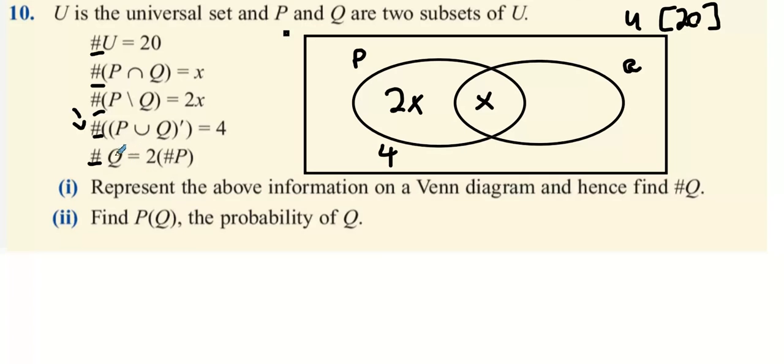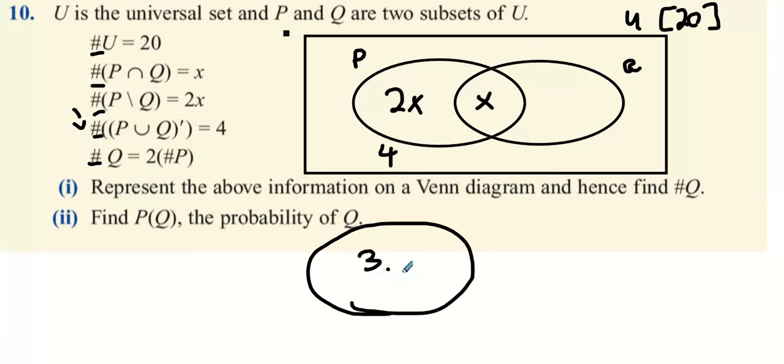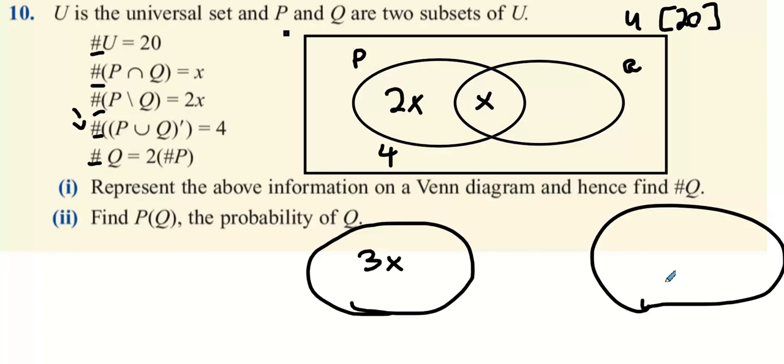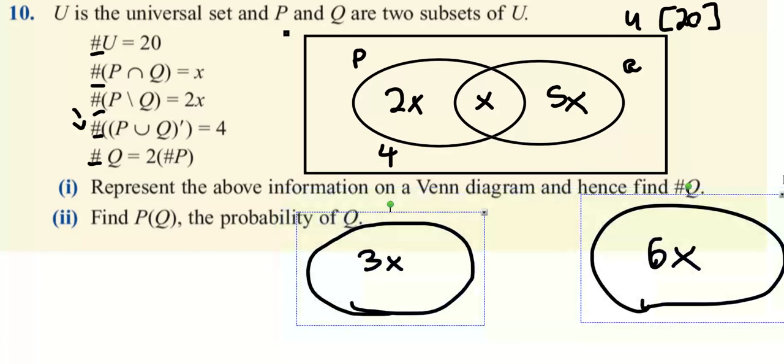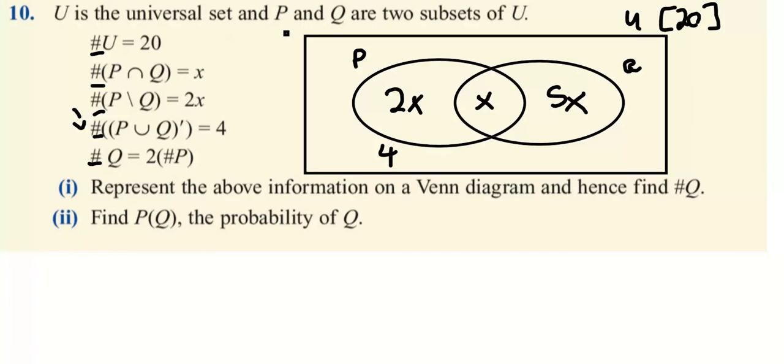Now, lads, the number of people in Q equals twice the number of people in P. So how many people are in P? P is 3x. How many people should be inside Q then? Done. Now, finally, I'm going to figure out what x is. Any idea how I can figure out what x is? Charlie? Add them all together and what should they all equal? 20 people.